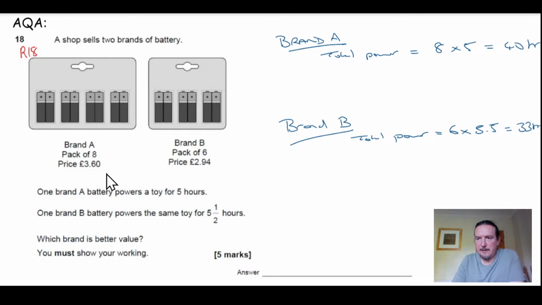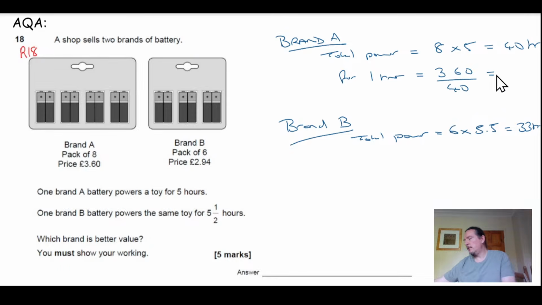Okay, so let's work out how much it costs for 1 hour's worth of battery life. For 1 hour, it's going to be the cost of the 8 batteries, which is £3.60, divided by the 40 hours that the batteries last for. £3.60 divided by 40 comes out to be 9 pence. So that's 9 pence per hour for that one.